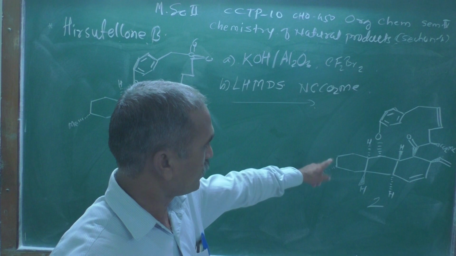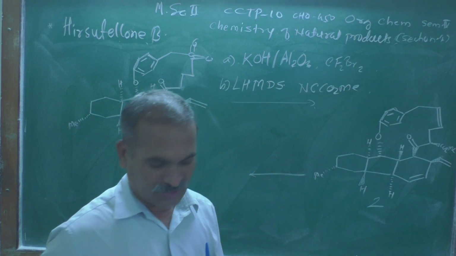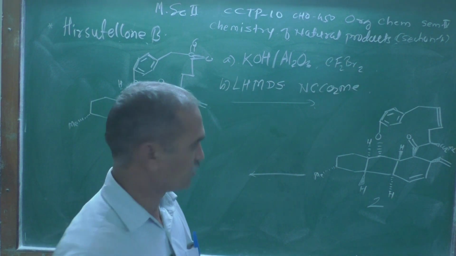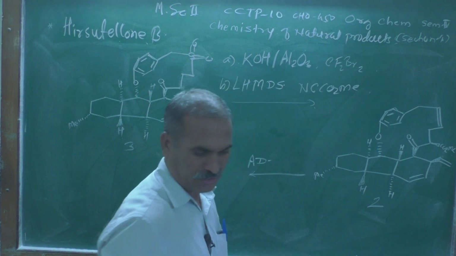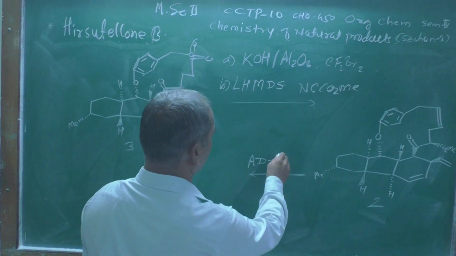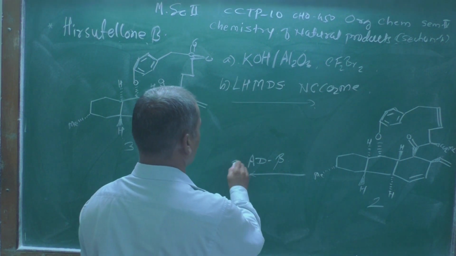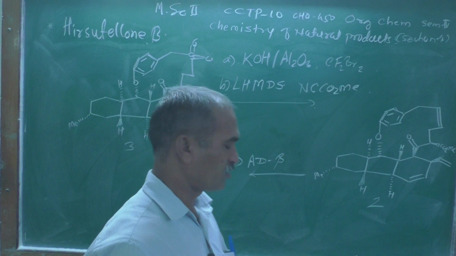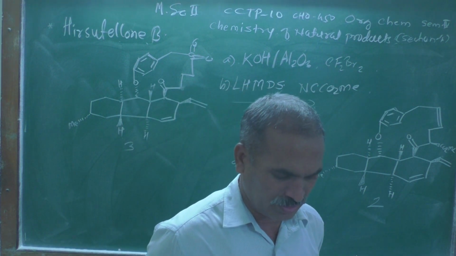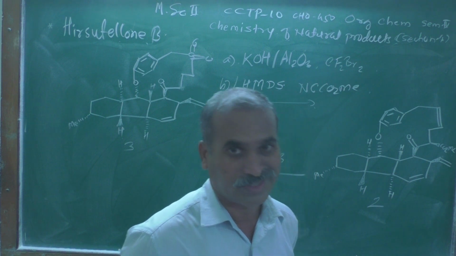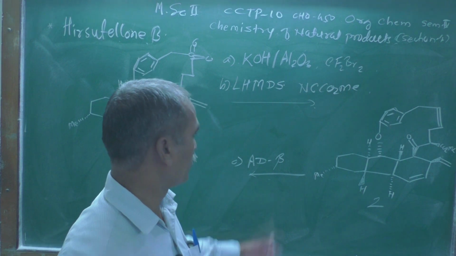Now, this structure number 2 will be treated with a reagent like AD-beta, that is reagent number C, and after adding AD-beta, we will see later what is the actual meaning of this AD-beta.